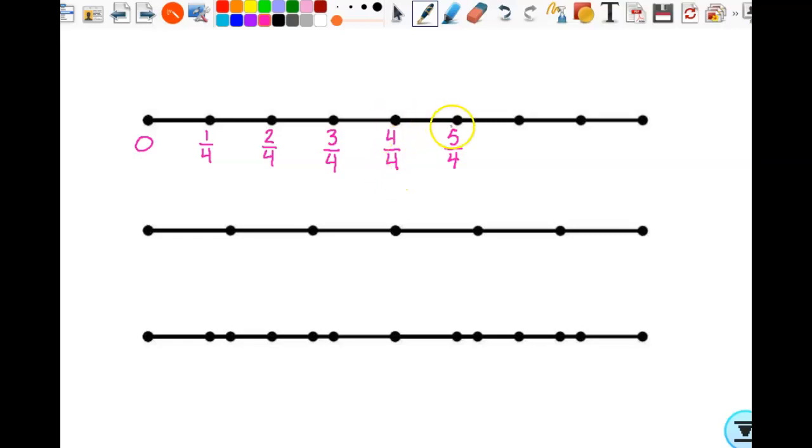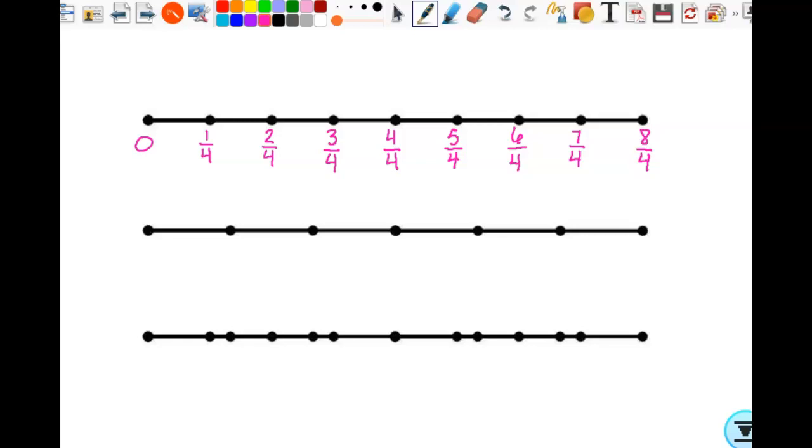4/4. I think I was already thinking about this one. All right, 4/4, 5/4, 6/4, 7/4, and 8/4. Okay, so we counted in fourths. That makes sense? That's what I mean by counting fractionally. We know they're fourths. It's how many fourths we have.